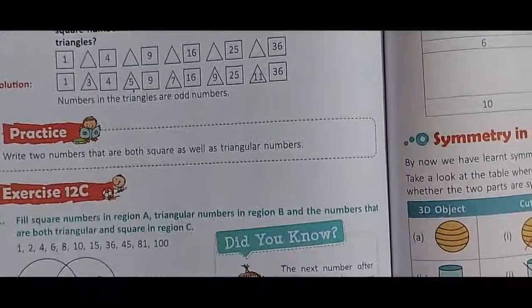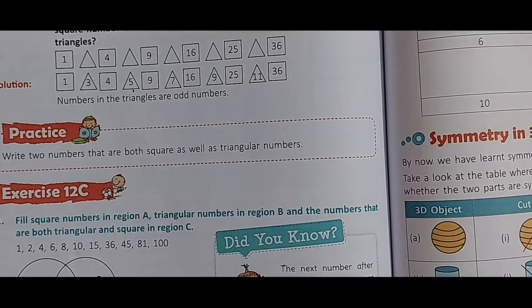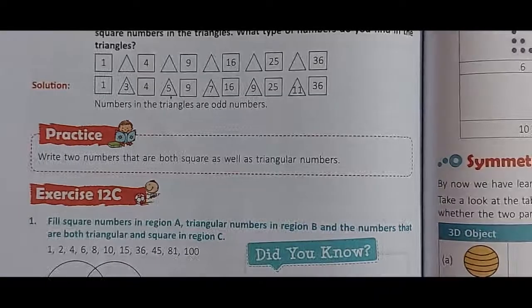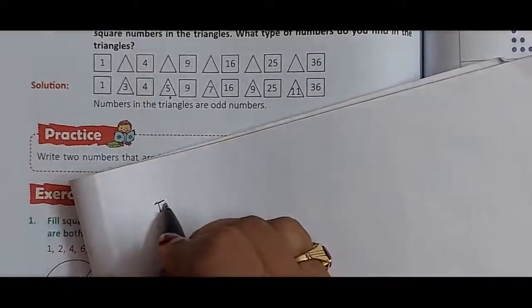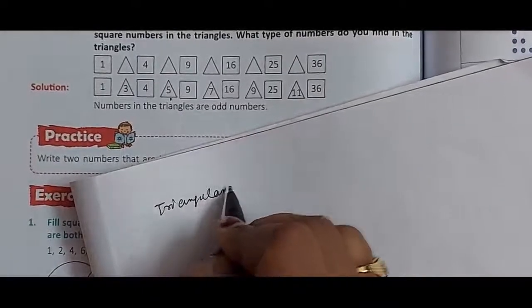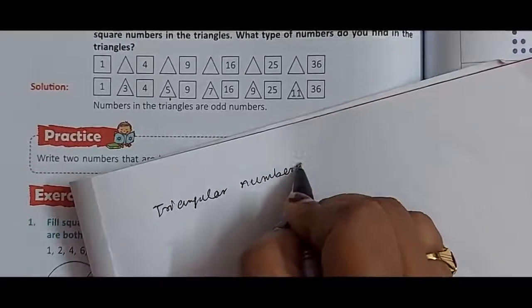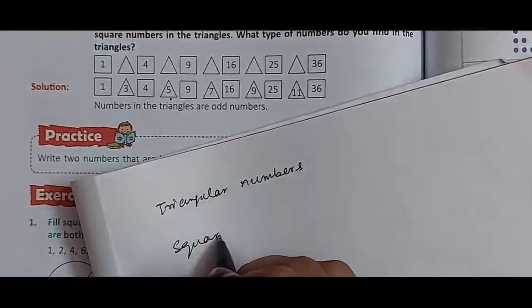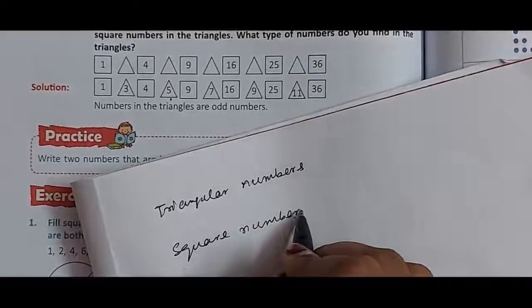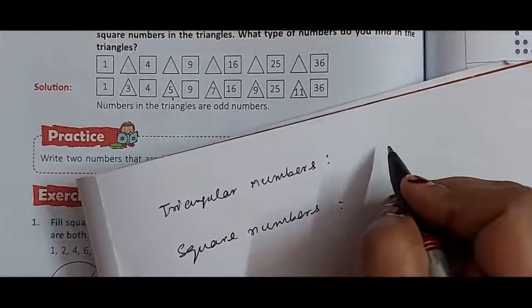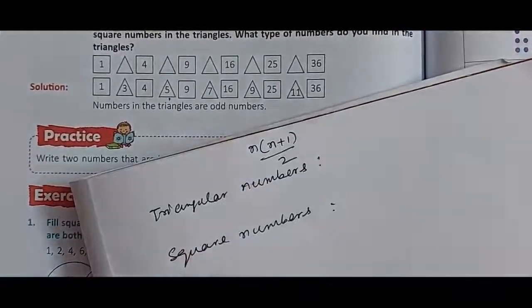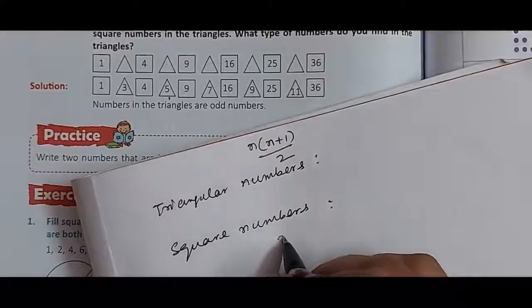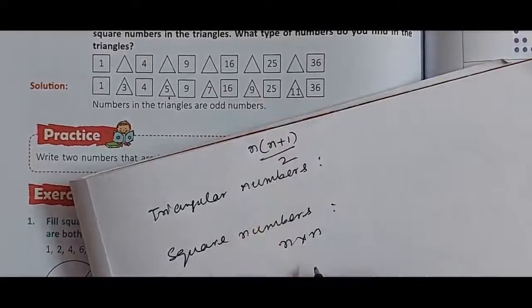Now we have a practice question here. Write two numbers that are both square as well as triangular numbers. So for this, what we have to do, we write the triangular numbers first. And below it, we write the square numbers. The triangular number formula is n into n plus 1 by 2. You have to use this formula. To take out the square numbers, the formula is n into n. So we have to use these two formulas.